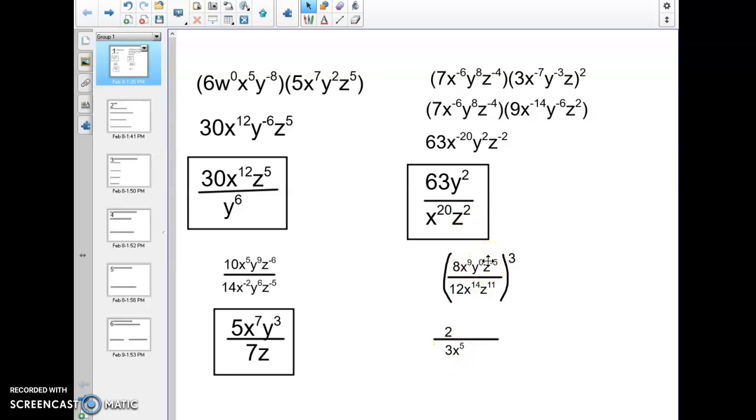And then y to the 0 is just 1, so it really doesn't have any impact. Negative 5 minus 11 is negative 16. So it's z to the 16th. And that's on the bottom now. I can move my 2 to the middle, and now I'm going to cube everything. So always reduce first, and then we can deal with the exponent on the outside. So that turns into 2 cubed, which is 8. And on the bottom, 3 cubed is 27.